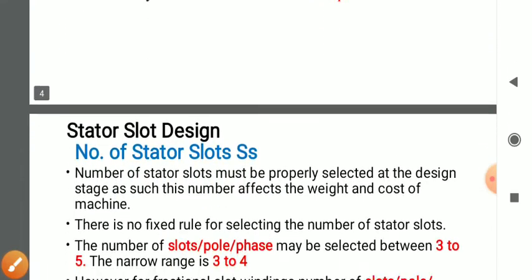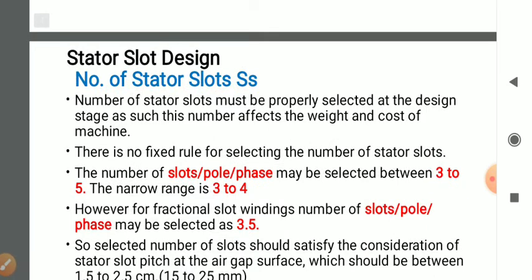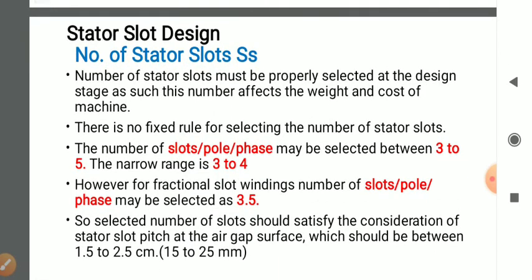Now the next is the stator slot design. In the stator slot design, we need to discuss two things. First, how many stator slots are required to house the winding, and in every slot how many conductors have to be inserted. That means the number of stator slots required and the number of conductors per slot. The number of stator slots is denoted by Ss.